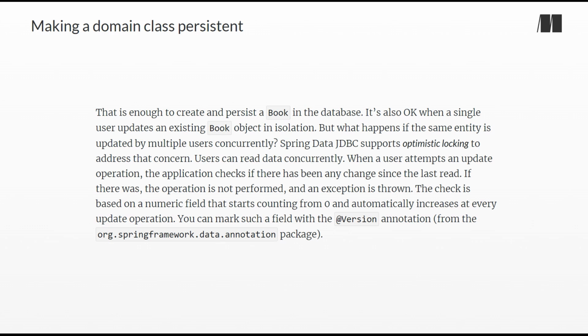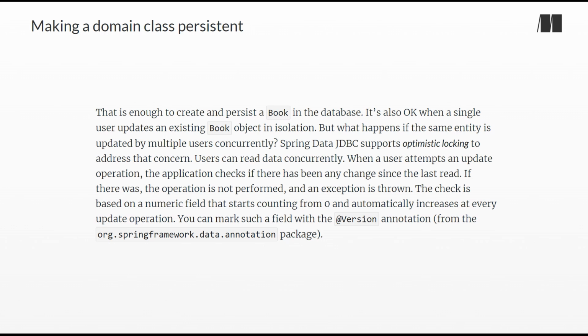Users can read data concurrently. When a user attempts an update operation, the application checks if there has been any change since the last read. If there was, the operation is not performed, and an exception is thrown. The check is based on a numeric field that starts counting from 0 and automatically increases at every update operation.